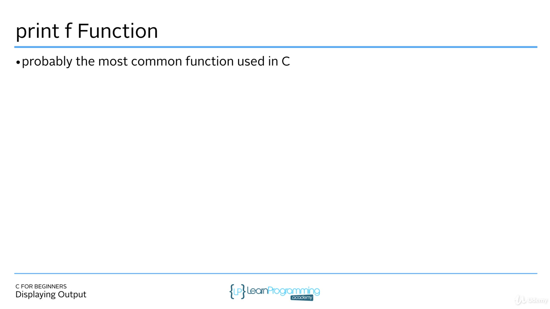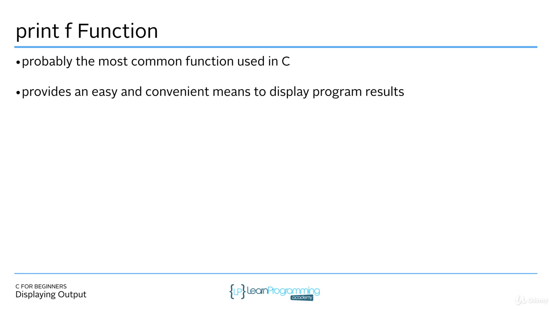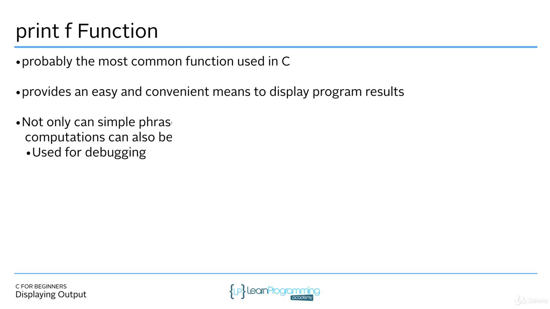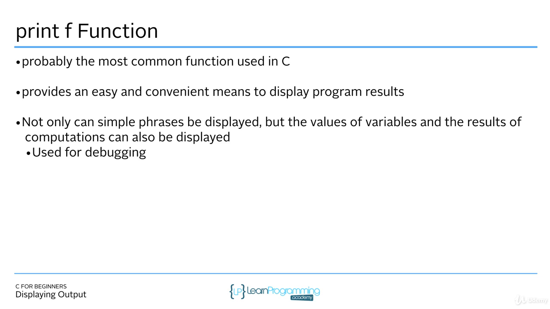So far in our example first program, we just displayed some text, some output to the screen. But it's very convenient to also display program results besides just text inside quotes. You can also display values of variables and the results of computations. What this means is it can be used for debugging. It can be used as a technique to display values of variables in your program while it's running.